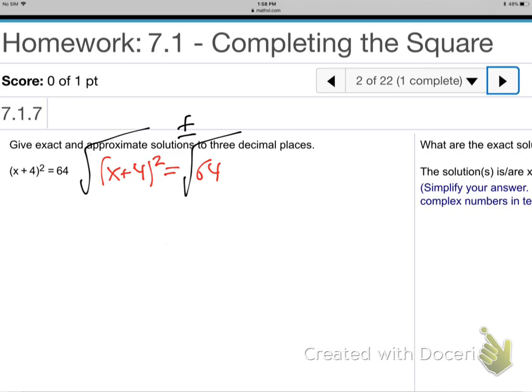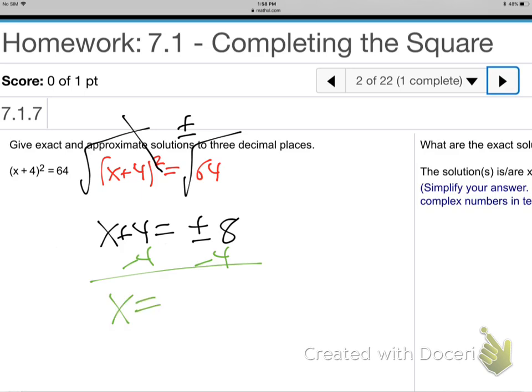So when you got a 2 power, you put a root. When you got a root, you do a 2 power. They just undo each other, don't they? So the root cancels the square, and you get x plus 4 is plus or minus the root of 64, which is just 8. Now, we need one more step. How do we get x alone? Minus 4. And those are actually 2 separate answers.